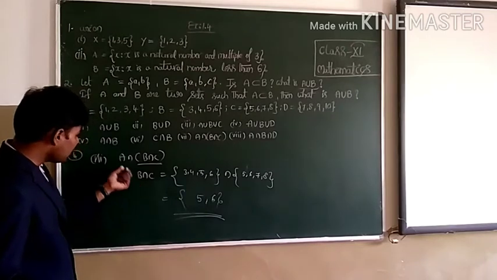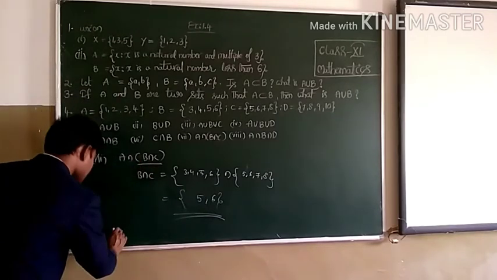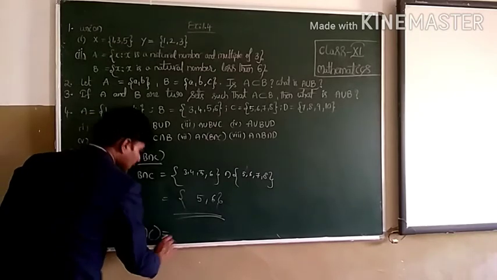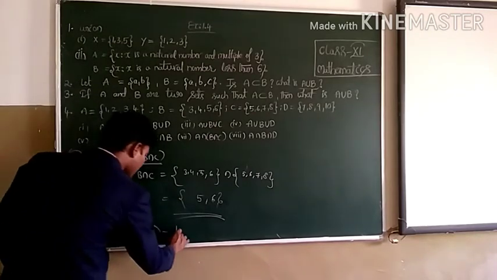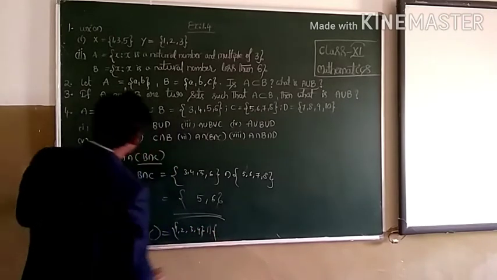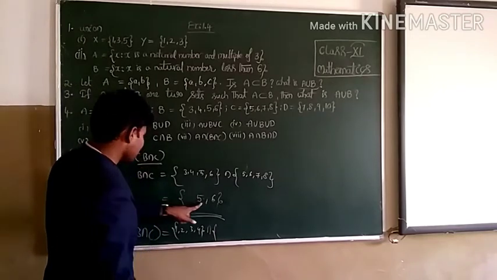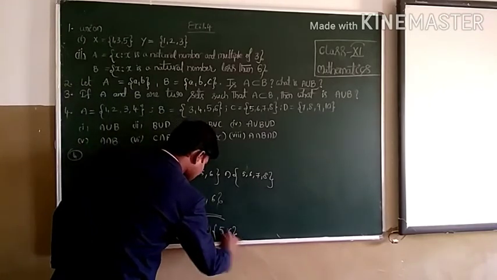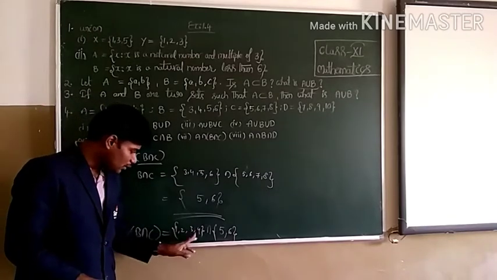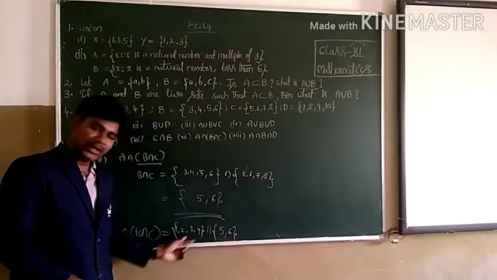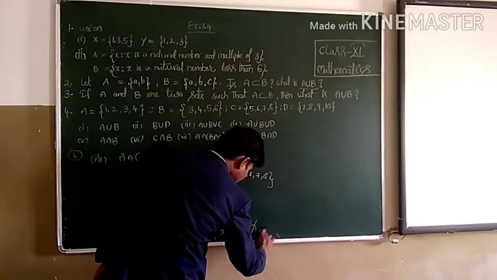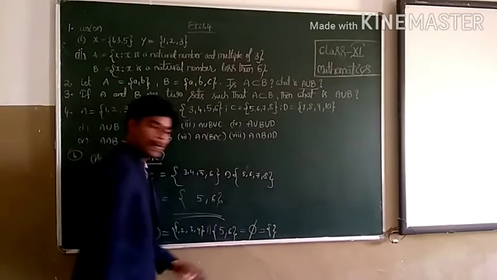Still we need to find A intersection B intersection C. A is 1 2 3 4, intersection with B intersection C, which is 5 and 6 only. Now observe the common elements in these sets, 1 2 3 4 and 5 6. Is there any common element in both the sets? No common elements, so that's why it is phi, the null set.